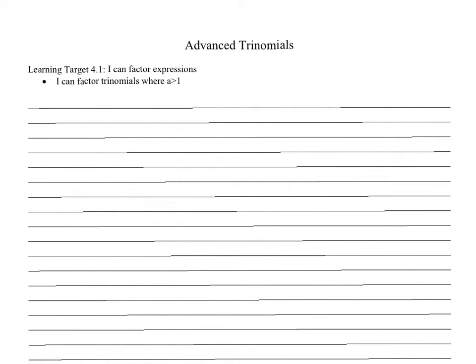All right, so what we're going to talk about today is another kind of factoring trinomials, so the ones that have three terms. And it's focusing on where a is greater than 1. So earlier we did ones where it was just x squared plus or minus something plus something. Now we're going to have an a value.